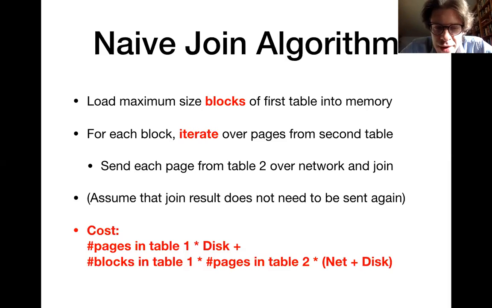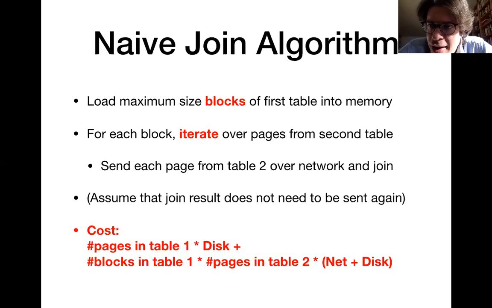So if doing that, we would have the cost that you see here below. We first of all would have to pay the cost of reading the pages of the first table from hard disk into main memory on the first side. And then for each block of the first table, we would have to pay the overhead for loading each page from the second table from hard disk into main memory.